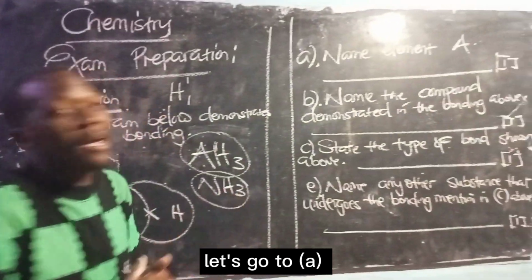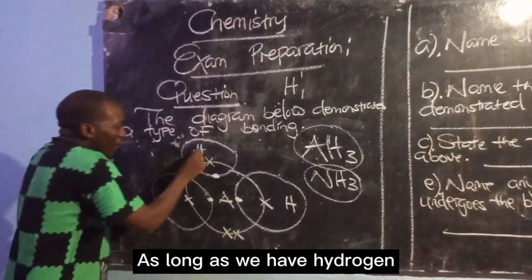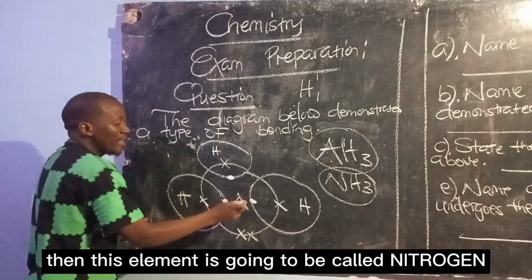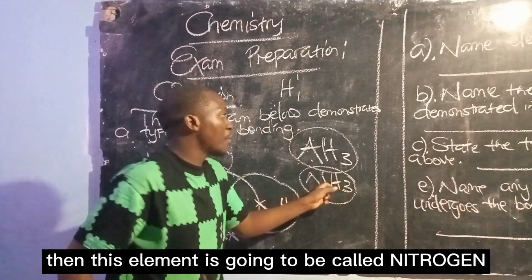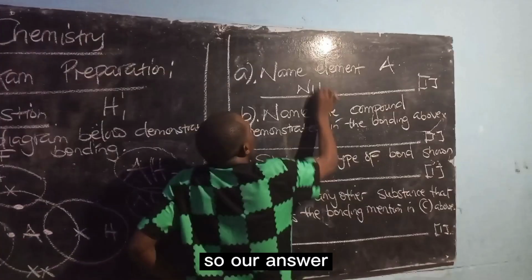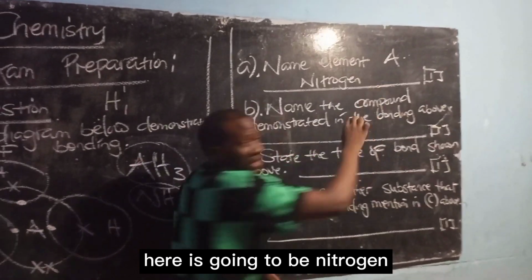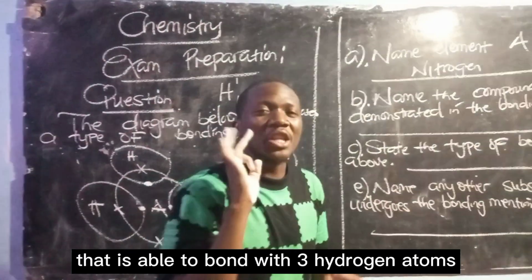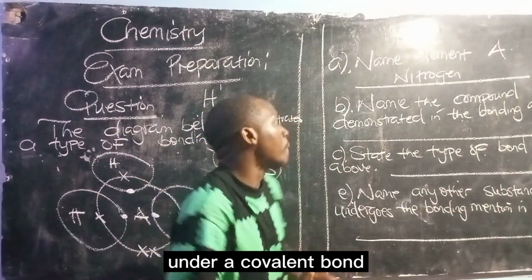Let's go to A. Name element A. As long as you have hydrogen on three sides of this element, then this element is going to be called nitrogen. So our answer here is going to be nitrogen. It's only nitrogen that is able to bond with three hydrogen atoms under a covalent bond.